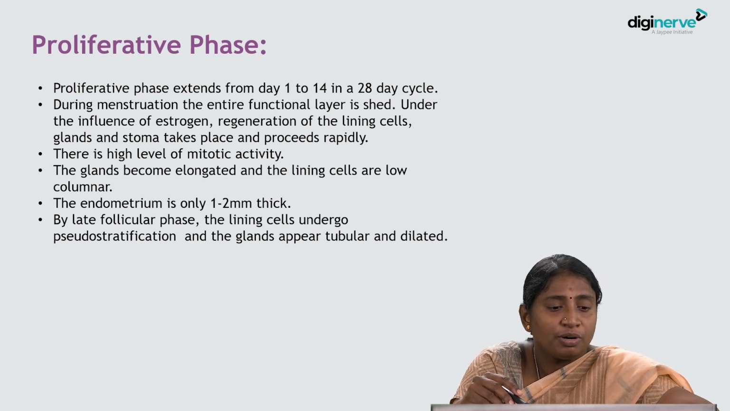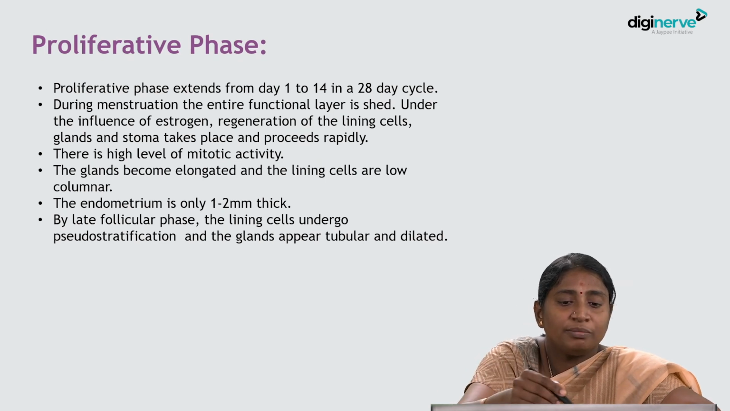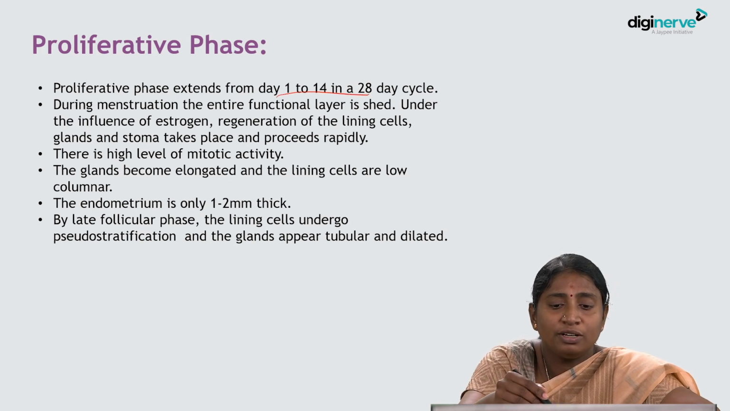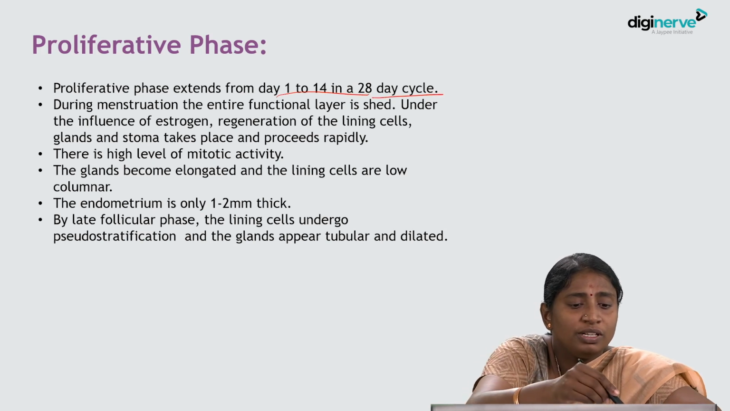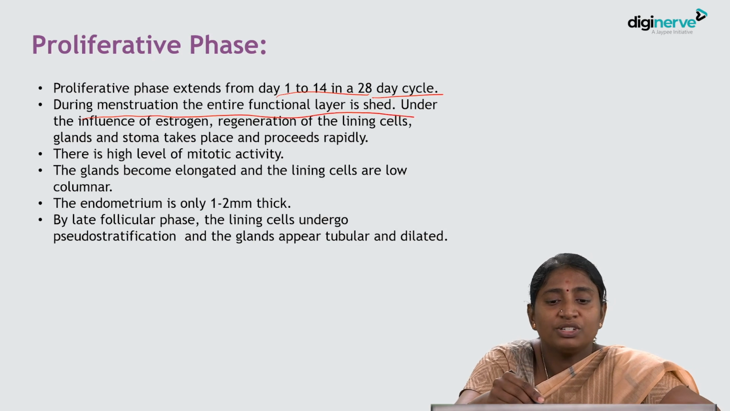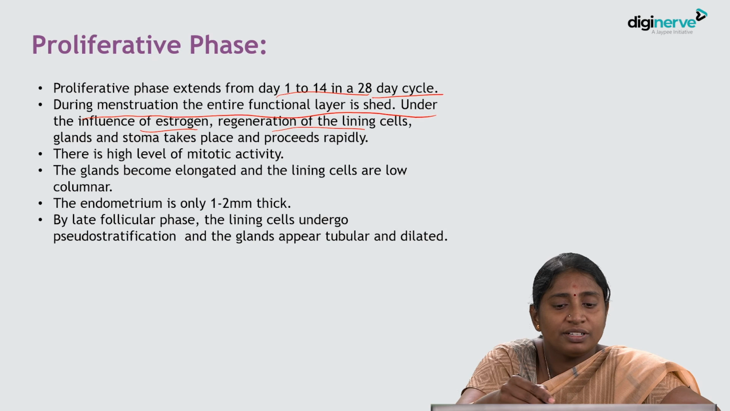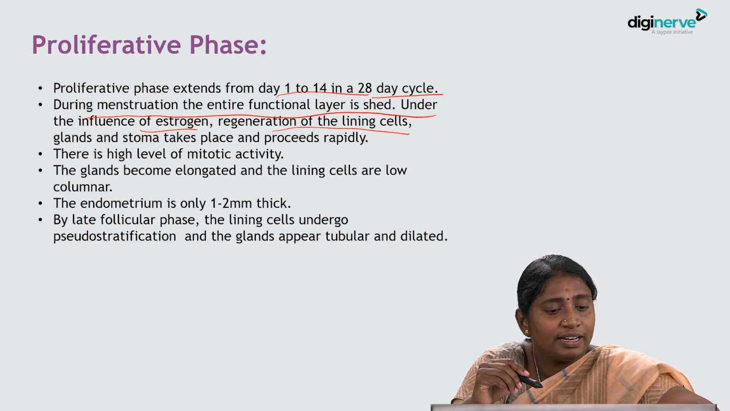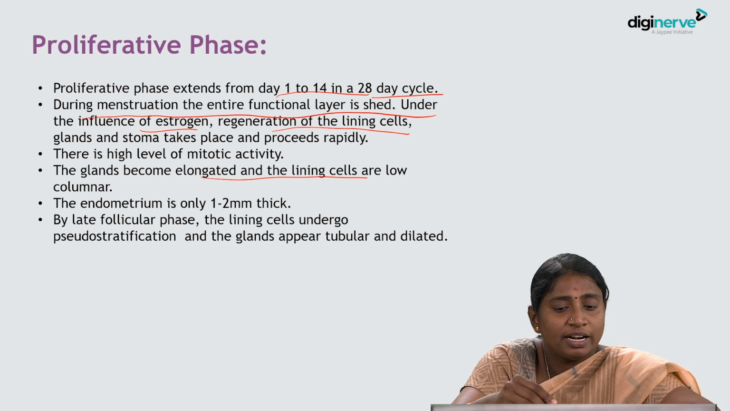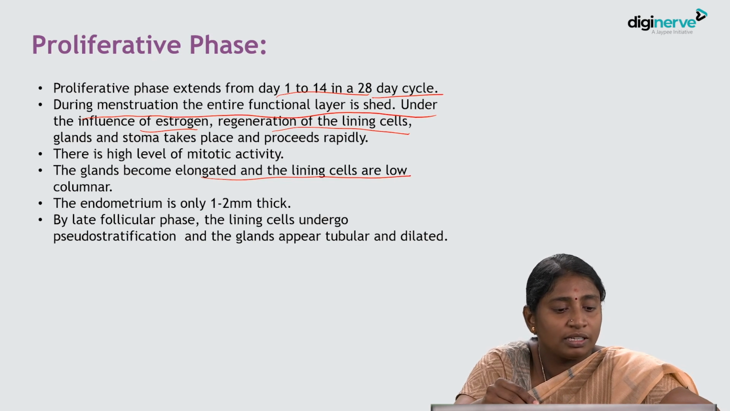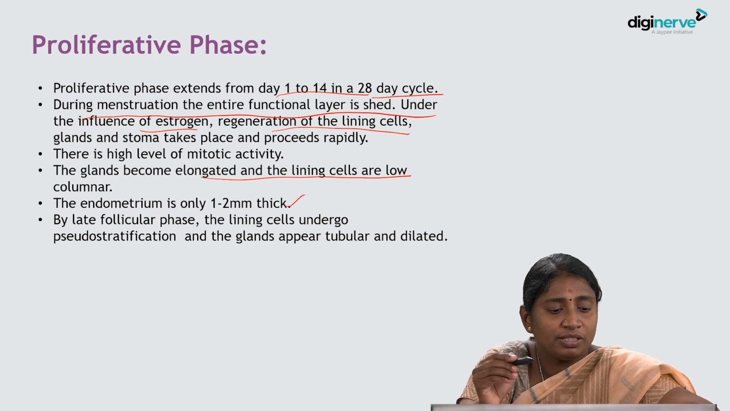Proliferative endometrium. The proliferative phase extends from day 1 to 14 in a 28-day cycle. During menstruation, the entire functional layer is shed, and under the influence of estrogen, regeneration of the lining cells, glands and stroma takes place and proceeds rapidly. There is a high level of mitotic activity, the glands become elongated and the lining cells are low columnar. This endometrium is only 1 to 2 millimeters thick.